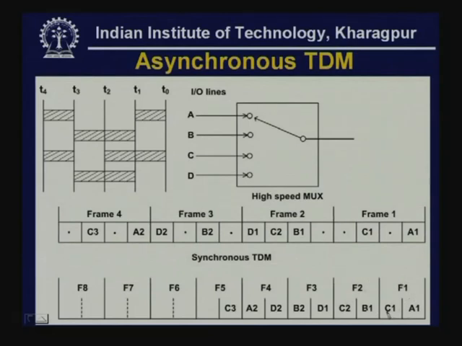So, A1 C1, in frame 2 we shall send B1 C2, then in the next time frame we shall send D1, then D2, then A2, and finally, in the 5th frame we shall send C3. So, total time required is less than it was in synchronous TDM, and as a consequence the bandwidth requirement for transmission of data through asynchronous TDM will be much less.